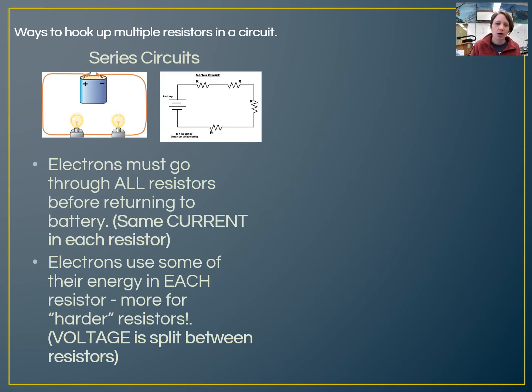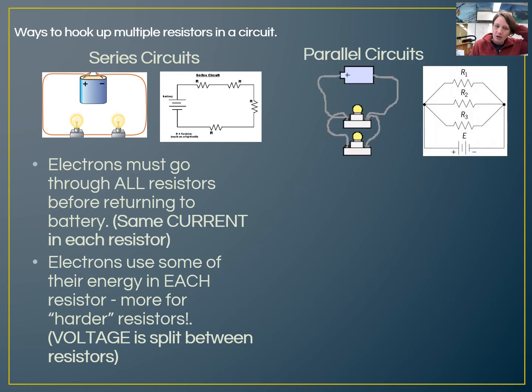The other way you could hook up multiple resistors is known as a parallel connection. And in parallel, the electrons actually have a choice about which resistor they want to go through. They don't have to go through them both. If you think about this as a school day, you're taking one test or the other test, but not both. Or in that schematic shown on the right, there are 3 resistors in parallel, so you can choose between the 3 of them.